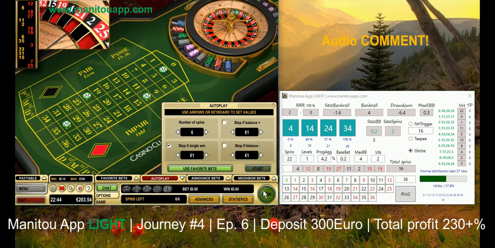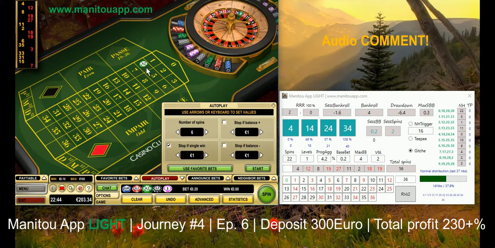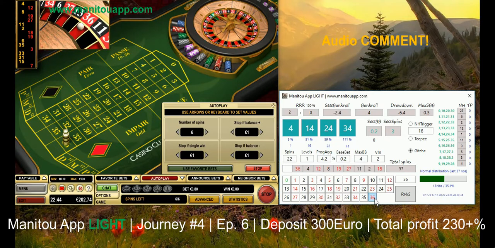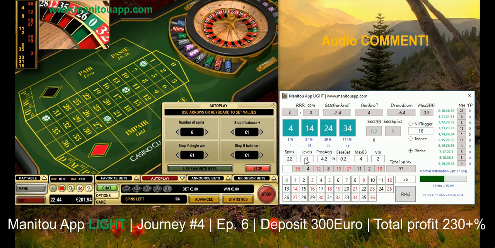Once I reach a 2000 or 3000 stack, betting 50 cents or one euro as a base bet would be much more interesting, and profit would also be much faster. Of course, we can also expect some bigger drawdowns, which is quite normal. On the other hand, this is simply the normal way of playing with a random number generator.